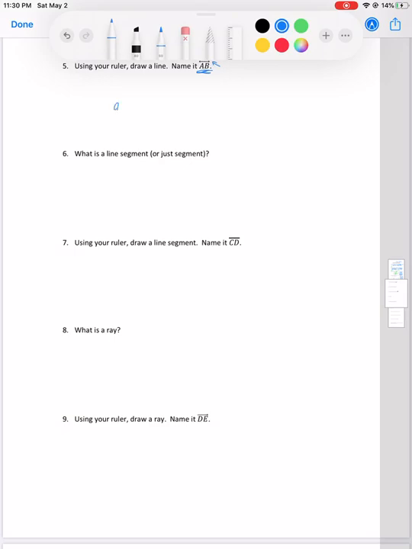We're going to draw 2 points here. There's a point A, and here's a point B, and we're going to draw a line through those right here. Okay, we're naming the line AB. Okay, so there's my line AB.